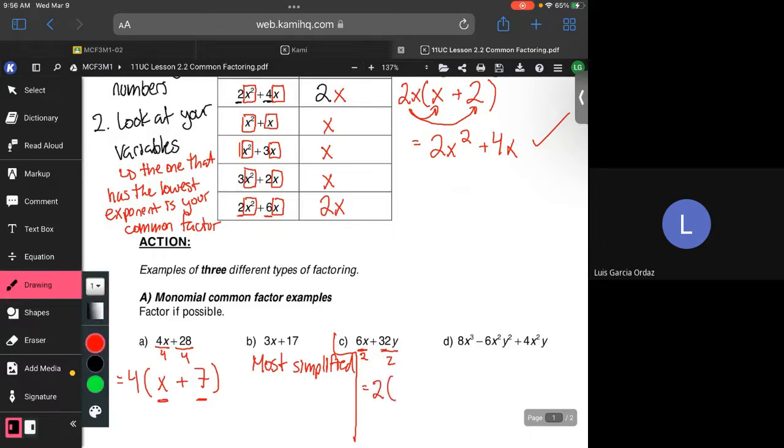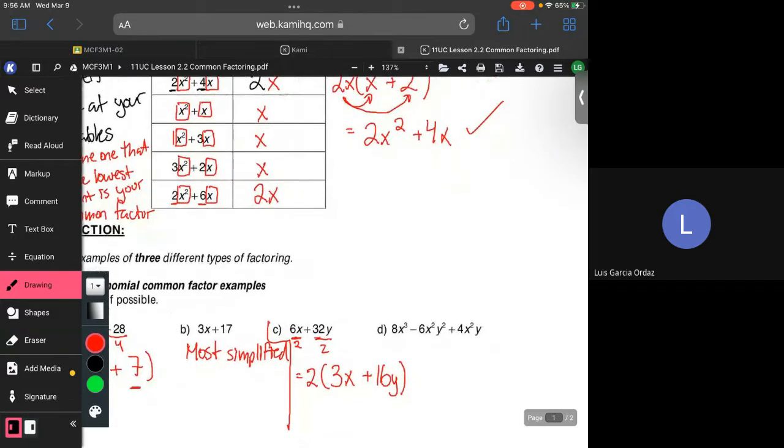So what's 6 divided by 2? 3. So I'm left with 3x plus, what's my last value going to be? Brooklyn? 16y. Yep, 16y. Because if I take 3, can I divide it by 17? No. And then I don't have a variable with 17, so I can't even factor out a variable. Nope. So you just leave it as 3x plus 17.